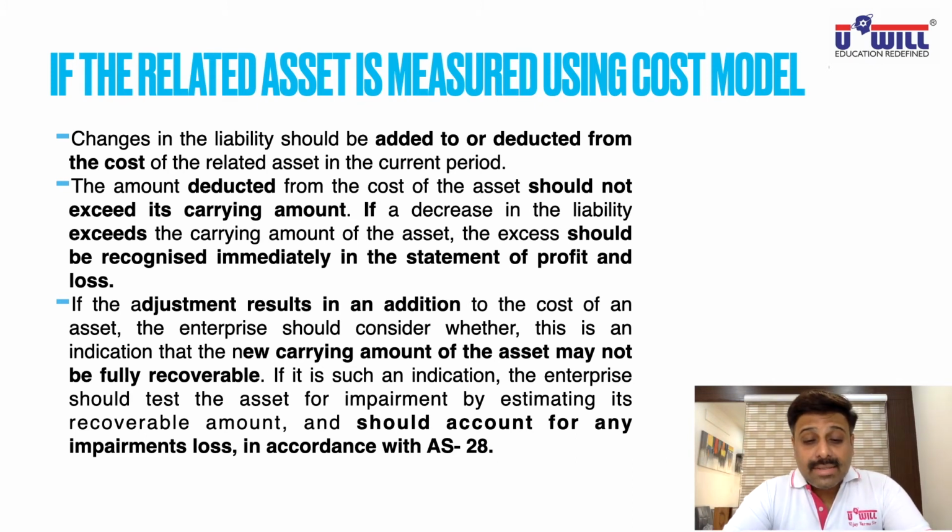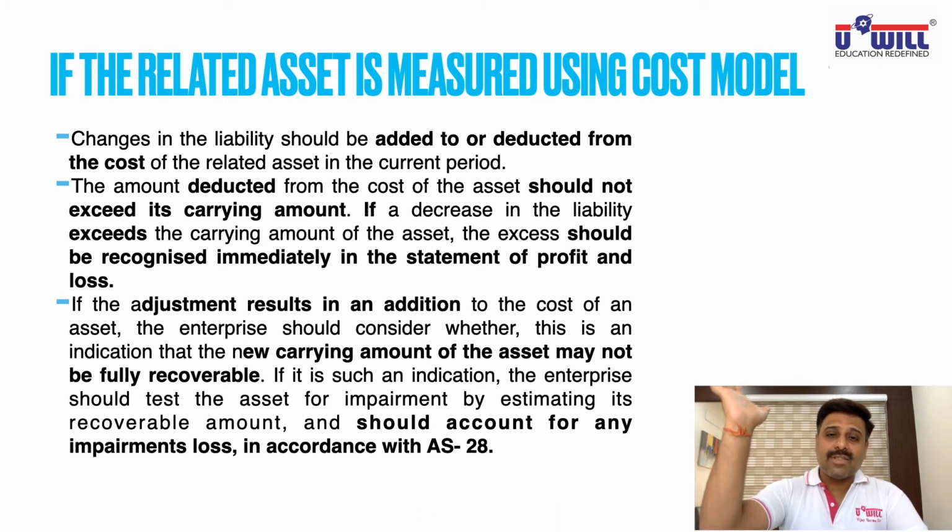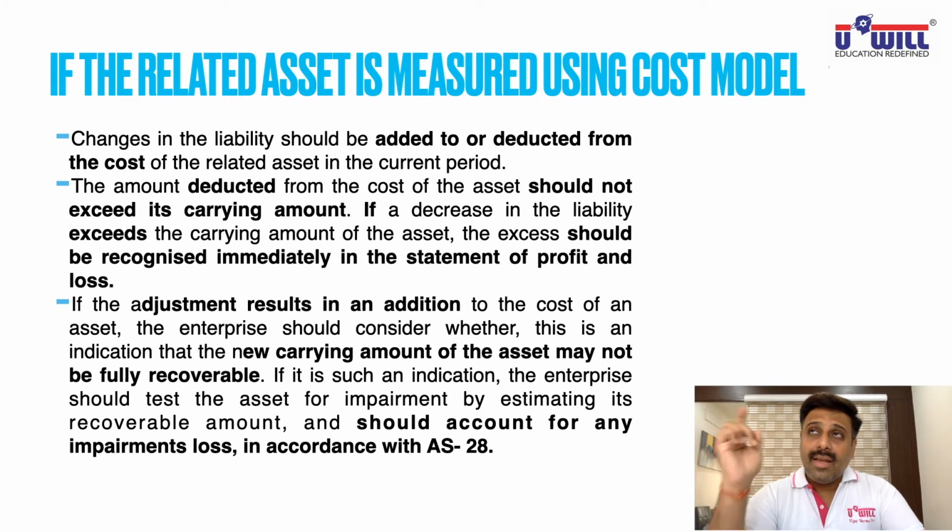If the adjustment results in an addition to the cost of an asset, then the enterprise should consider whether this is an indication that the new carrying amount of the asset may not be fully recoverable. So suppose, I told you that the value of the machine, because of a 5 rupee increase in the dollar price, $80,000 spending becomes 80,000 into 5, 4 lakhs. So on the asset side, you're also going to increase it by 4 lakhs. But you see, suppose in the books of accounts, your machinery is valued at 50 lakhs. Now you increase it by 4 lakhs, 54 lakhs. First of all, value it. If you try to sell it, would you be able to recover 54 lakhs from that? If the answer is yes, you increase it by 4 lakhs. If the answer is no, then you don't increase it by 4 lakhs. The 4 lakhs you recognize in the P&L account.